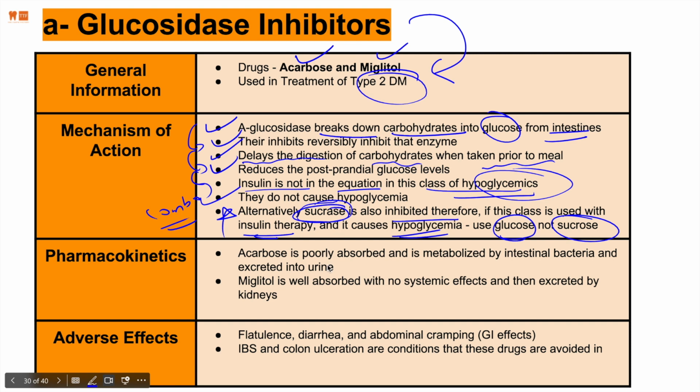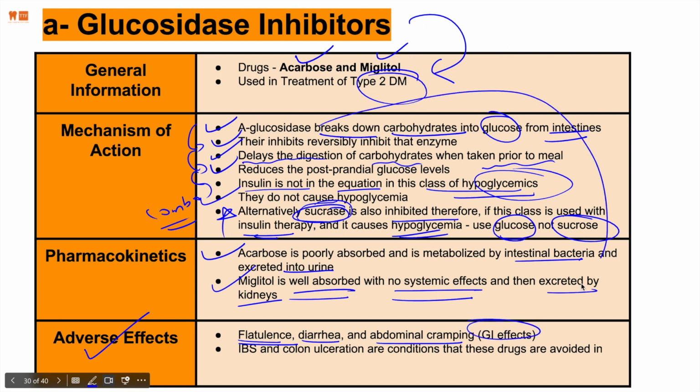Pharmacokinetics: acarbose is poorly absorbed, metabolized by intestinal bacteria, and excreted into urine. So less effects. Miglitol is well absorbed, with no systemic effects, and then it's excreted by the kidneys. Adverse effects: flatulence, that's passing gas, diarrhea, abdominal cramping, GI effects, right? Because this enzyme is working in the intestines. IBS, which is irritable bowel syndrome, and colon ulcerations are conditions in which these drugs should be avoided.